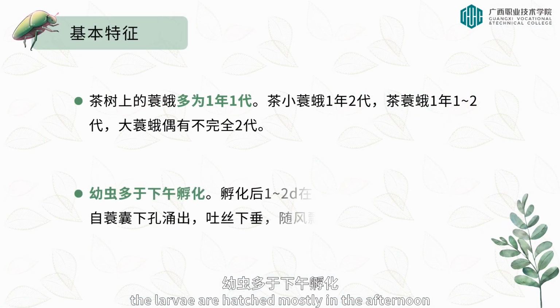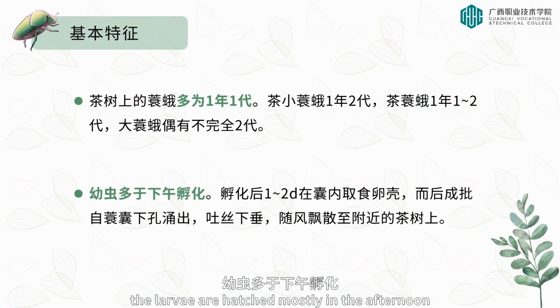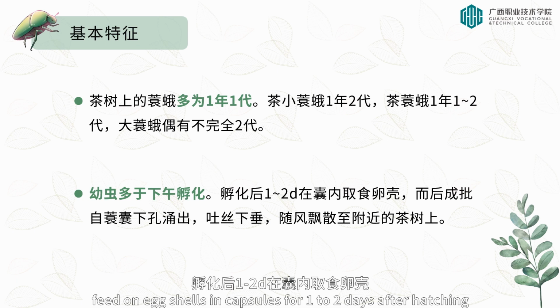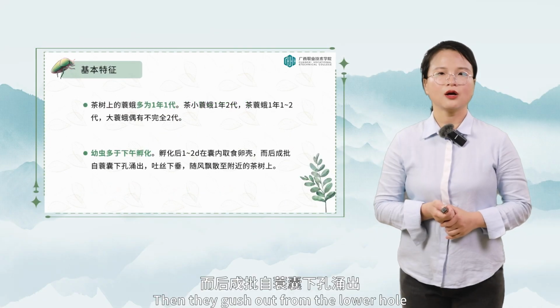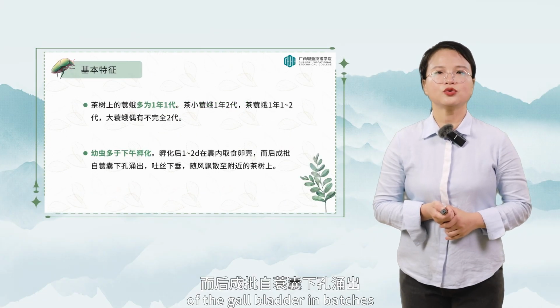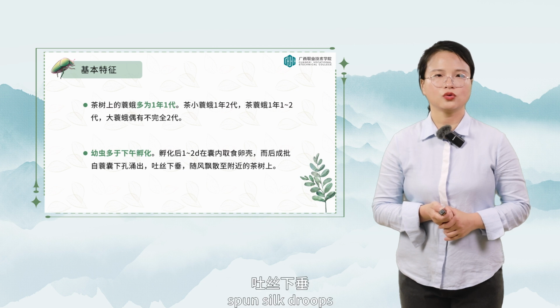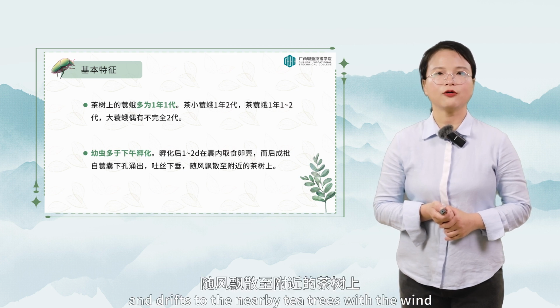The larvae are hatched mostly in the afternoon. Feed on eggshells in capsules for 1 to 2 days after hatching. Then they gush out from the lower hole of the capsule in batches. Spun silk droops and drifts to the nearby tea trees with the wind.